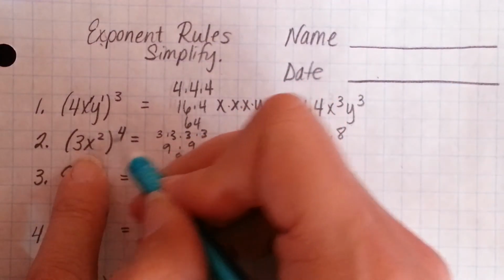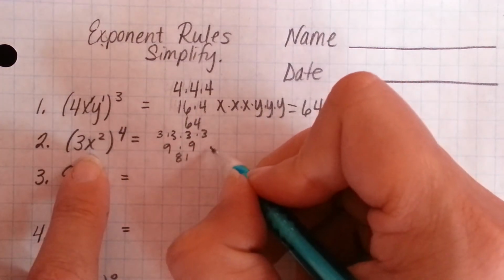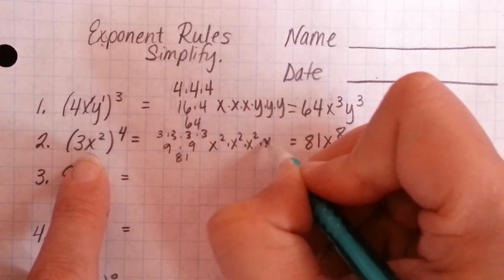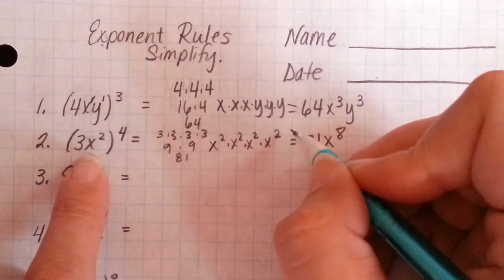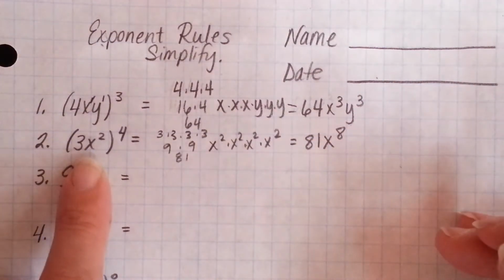If I was writing this out longhand, I would have x squared written 4 times. So x squared times x squared times x squared times x squared. And remember, when we're multiplying monomials, we're adding their exponents. So 2, 4, 6, 8, which would give me 81 x to the 8th.